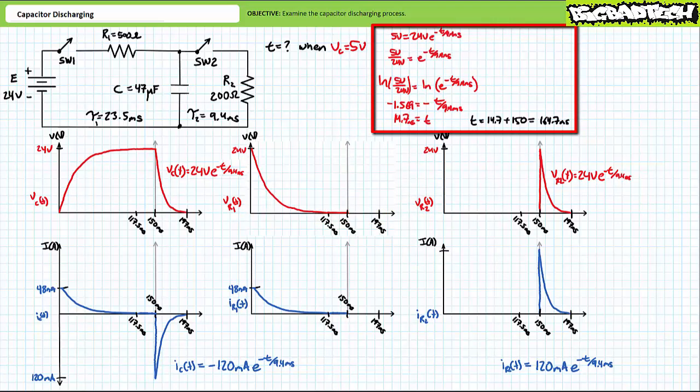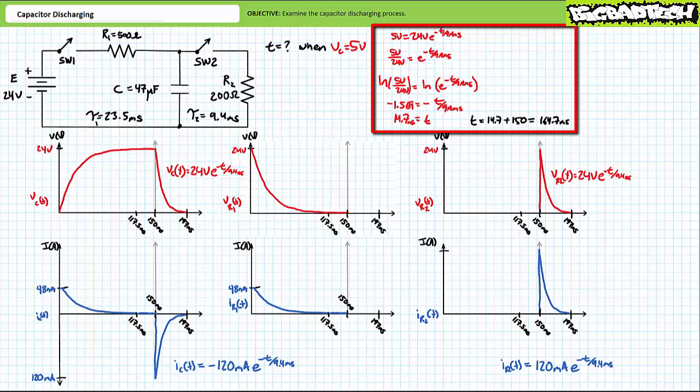Ultimately, we're being asked to solve for the time value that satisfies the expression 5 volts equals 24 volts times e to the negative t over 9.4 milliseconds. What time value satisfies this condition? Divide both sides by 24 volts. Take the natural log of both sides. Remove the negative signs from both sides, and multiply both sides by the time constant. We obtain a value of t equals roughly 14.7 milliseconds.